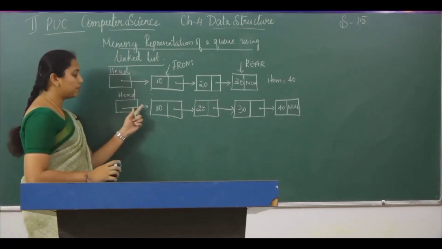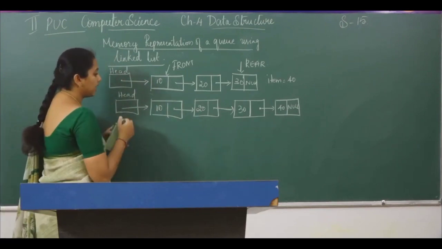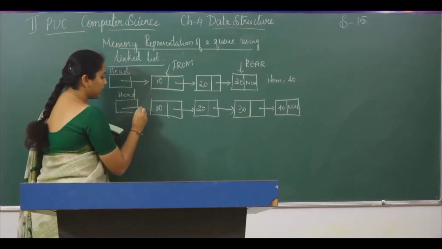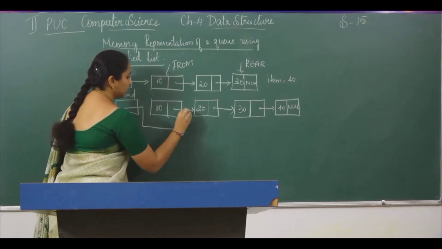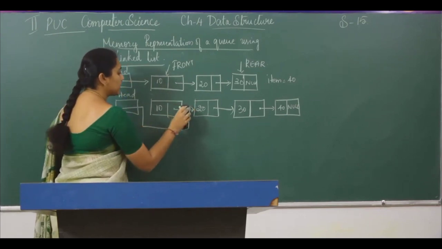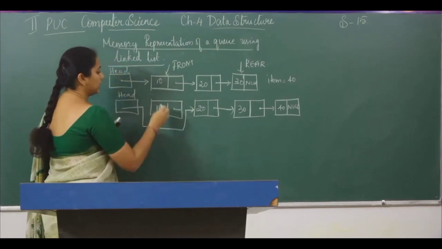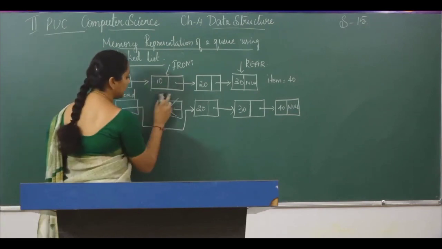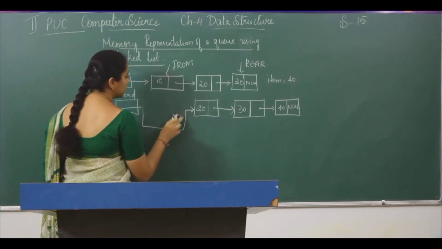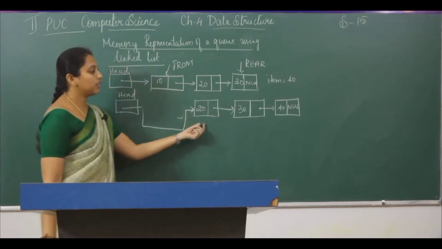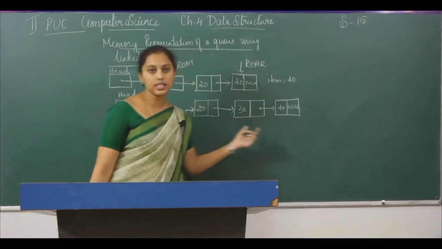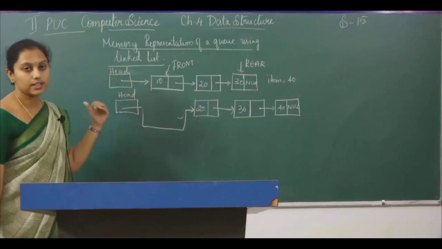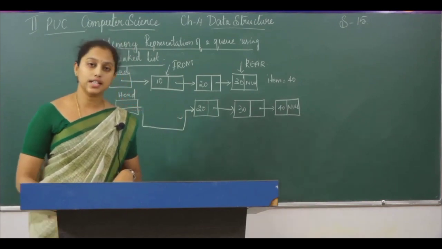In the head pointer I have to give the link of the second node. So here we have to create a link to the second node of the linked list. So here an item gets deleted, and now the linked list contains only 20, 30 and 40 as its items. So this is how we are going to represent a queue using a linked list.